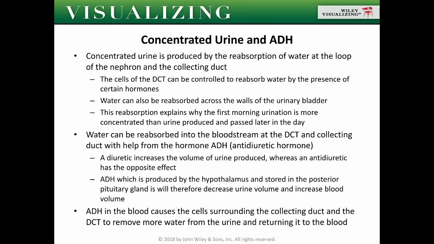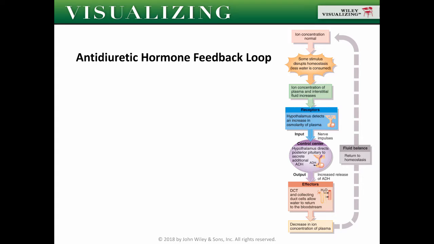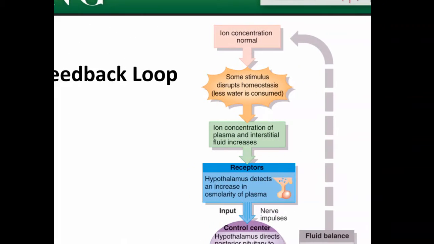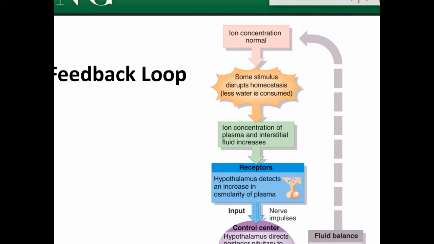It promotes absorption, or rather reabsorption, of water from the protourine. So ADH in the blood causes the cells surrounding the collecting duct and the DCT to remove more water from the urine and return it to your blood. So this is the feedback loop of your antidiuretic hormone. We want to maintain a constant ion concentration. This is a normal ion concentration.